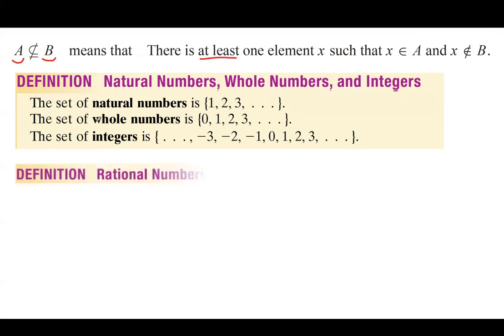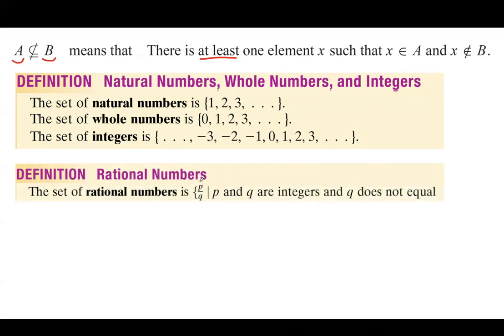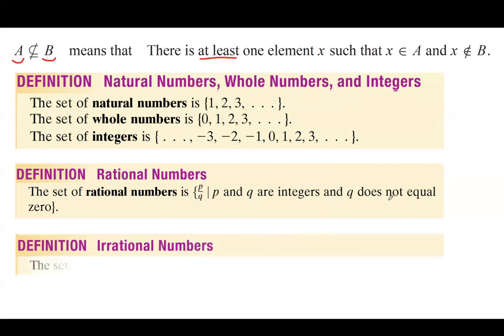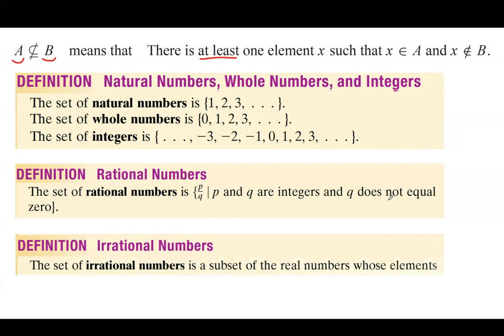By definition of rational numbers, this is a set that includes all fractions of the form p over q, such that p and q are both integers, and the denominator is not equal to 0. Well, all other numbers are called irrational numbers, like square root of 2, pi, Napier number, and so on.